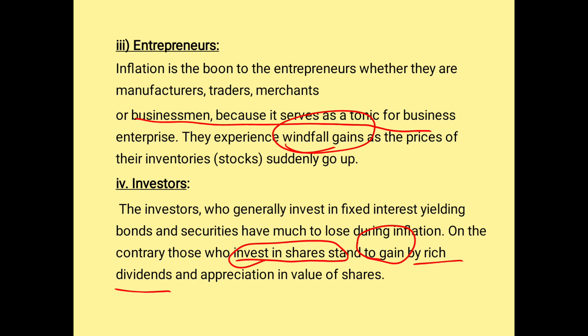So you should know what the effects on production and distribution are. So what are the effects on production and distribution because of inflation? Hope you would have understood. Go through it once again, so it will be very clear for you.